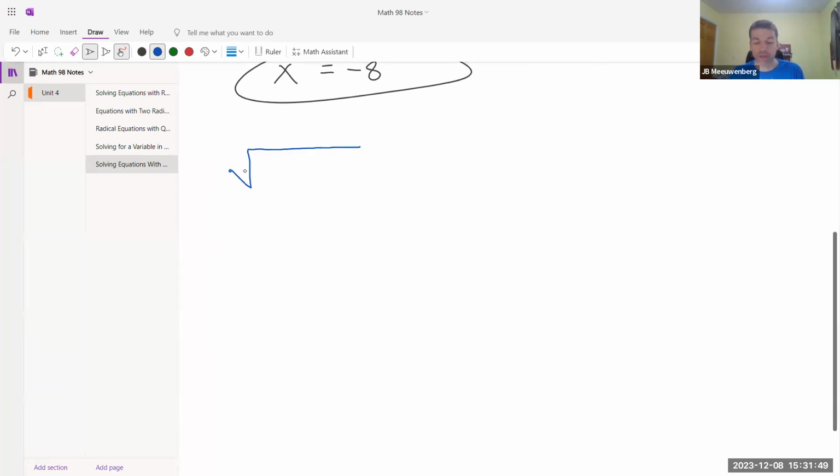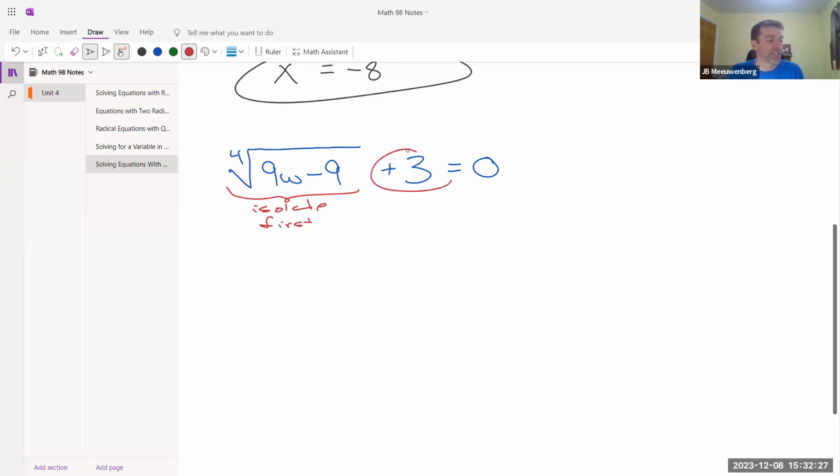What if we have the fourth root of 9w minus 9 followed by plus 3 equals 0? So this is, again, one of those cases that we have seen before where you have your radical and then another term, another number on the same side of the equal sign. You can't do anything as far as getting rid of or clearing away that radical until you isolate it, right? We have to isolate that first. That means getting rid of this plus 3.